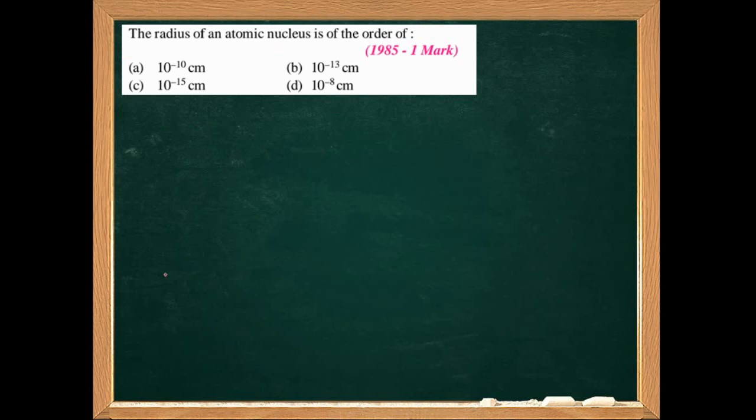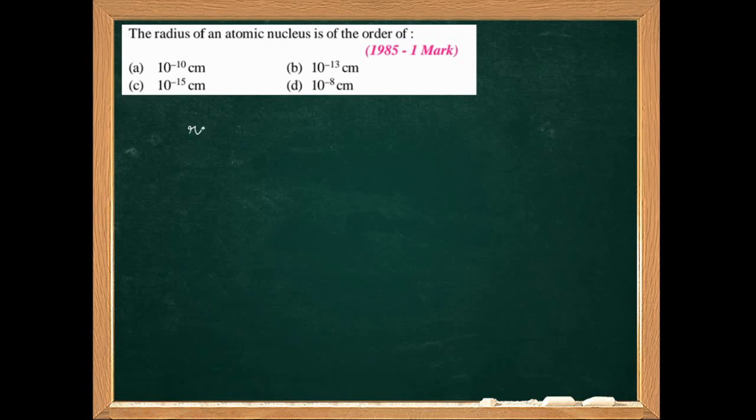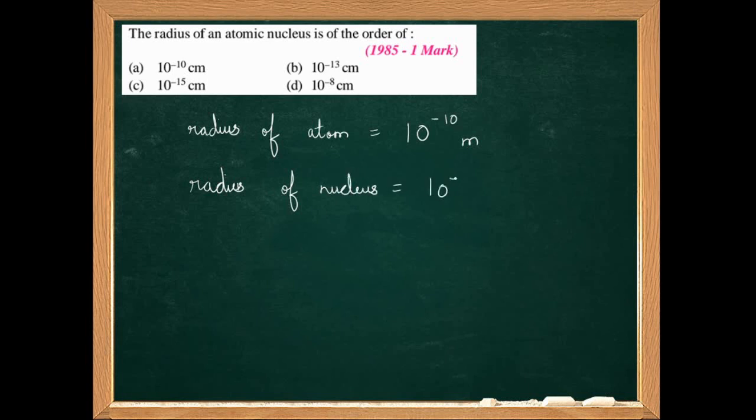Then, the radius of the atomic nucleus is in the order of. Now you have to remember these two values. These are repeatedly asked in some form of unit or another. The radius of an atom is 10 to the power minus 10 of a meter. And the radius of the nucleus is 10 to the power minus 15 of a meter.